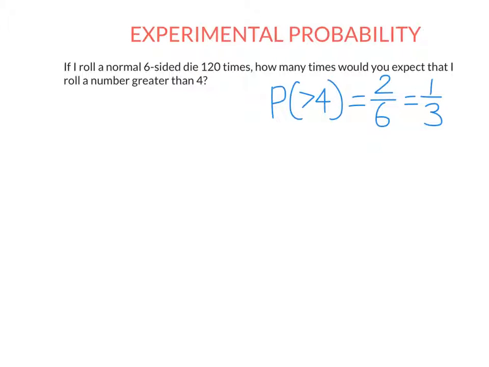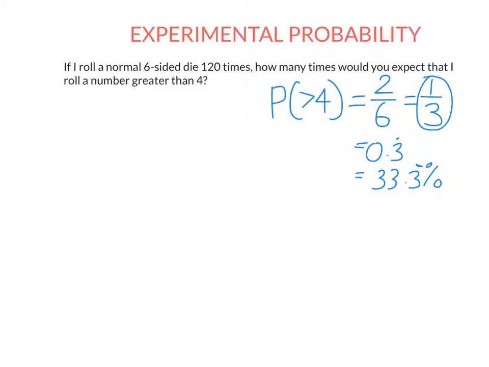It's okay if you want to write it as a decimal, which would be 0.3 recurring, or as a percentage. It's all the same thing. So I'm going to use this one here. If I roll just one die, the probability of rolling a number greater than 4 is equal to 1/3.